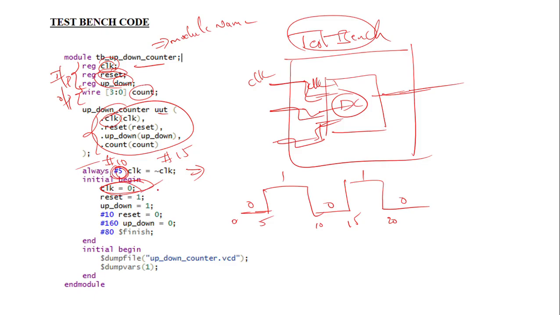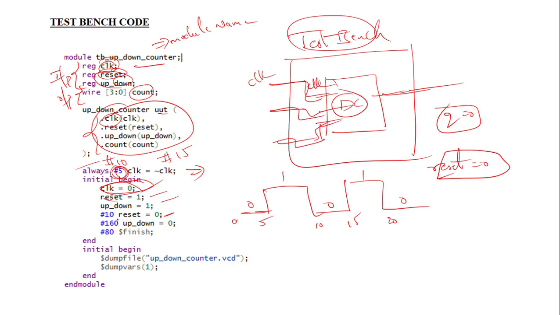Here I give clock equal to 0. Always remember that in the test bench we only give values to the inputs and verify the outputs in the waveform and any display. So reset equal to 1 initially means everything is reset, so Q will be 0. Then up_down is equal to 1. After 10 nanoseconds of delay, reset is going to be 0. After reset equal to 0, T will control the Q values.